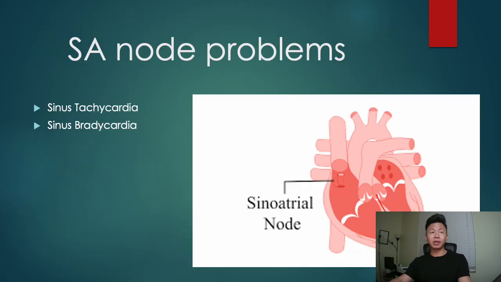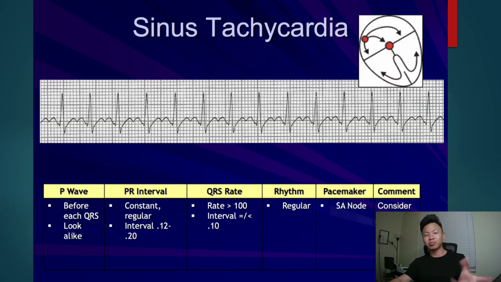So now let's take a look at your problems. We took a look at the normal, and now we take a look at what we call sinus problems. The problem is it's still stemming from the sinus, but we're going to have irregularities there, or basically abnormal rates. One thing we take a look at is what we call sinus tachycardia.